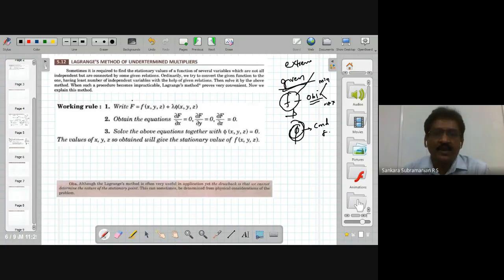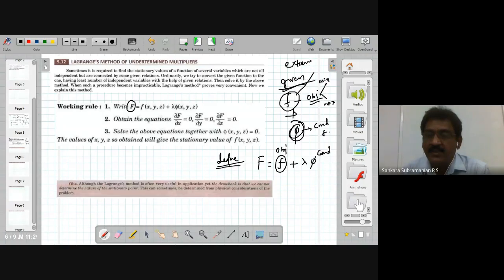Step number 1: we define a function capital F. Listen carefully here. Capital F is equal to small f, the objective function, plus lambda times phi, the condition function. If we interchange them, it will go wrong and become a different problem. Please note it down: capital F equals objective function plus lambda times the condition function. Here lambda is called the Lagrange's multiplier.